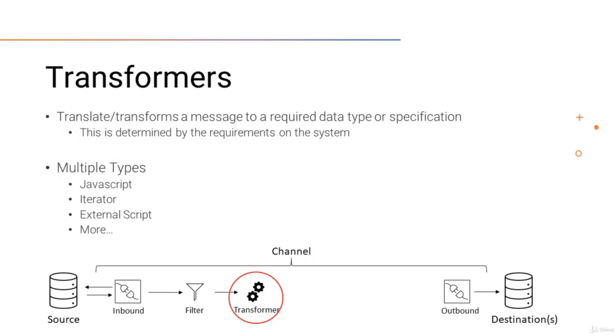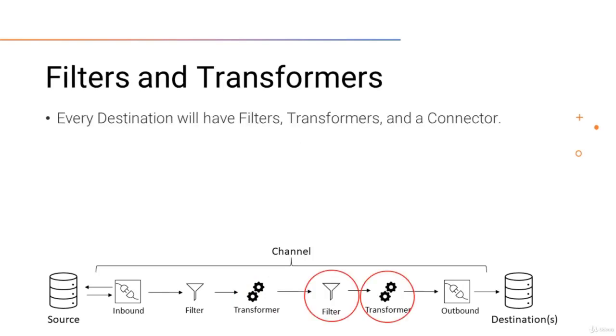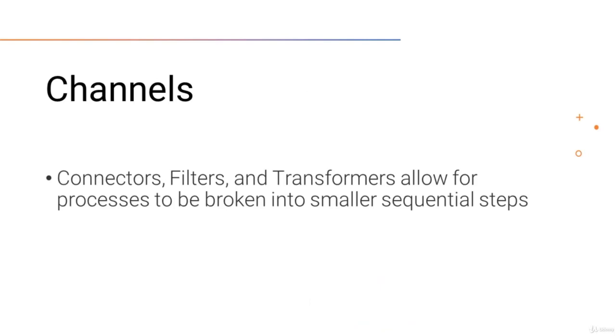The transformer gets the data from the filter. Each destination is going to have a filter, transformer, and connector. And because we have components such as connectors, filters, and transformers, channels can be configured to translate large processing tasks into smaller sequential steps.